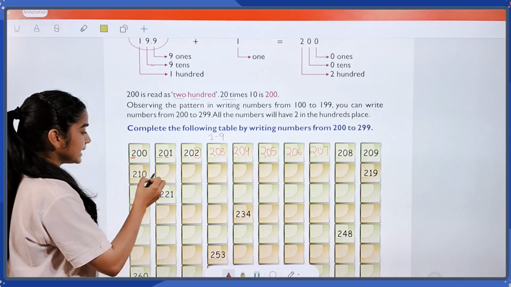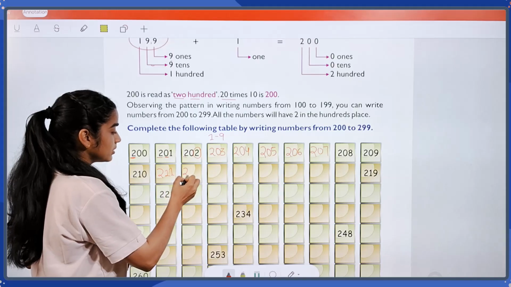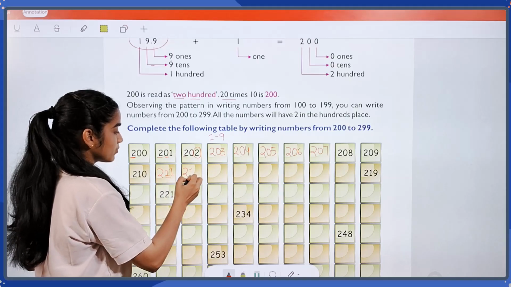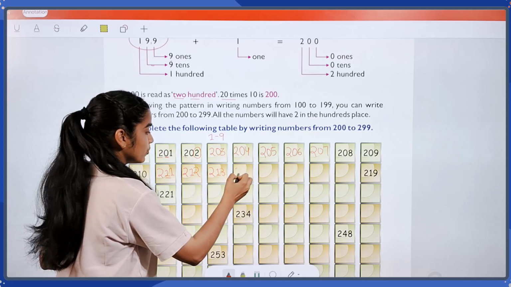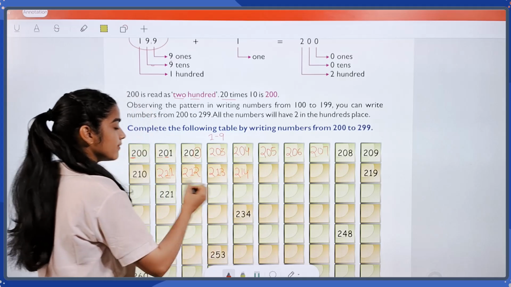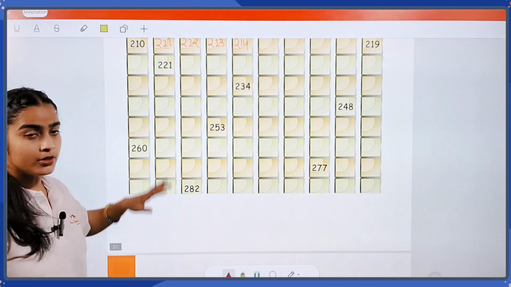So 210. Now 211. First you write 2. Then after 11 you have 12. 212. Then 2, then 13. Then 2 and 14. In the same way you have to fill these boxes and write your counting from 200 to 299.